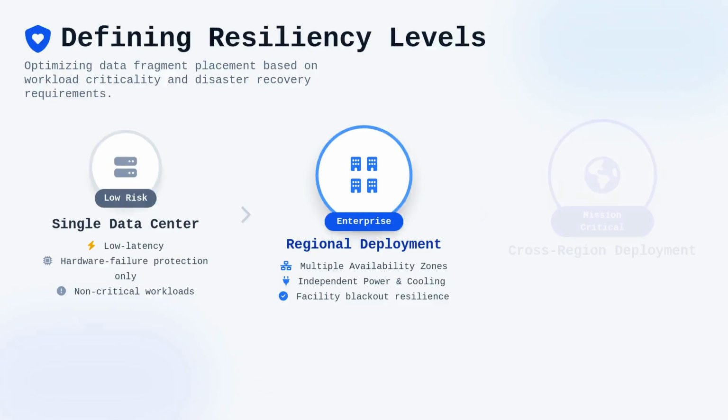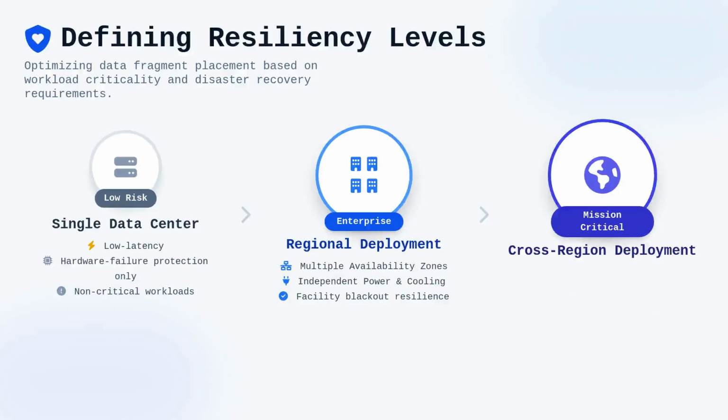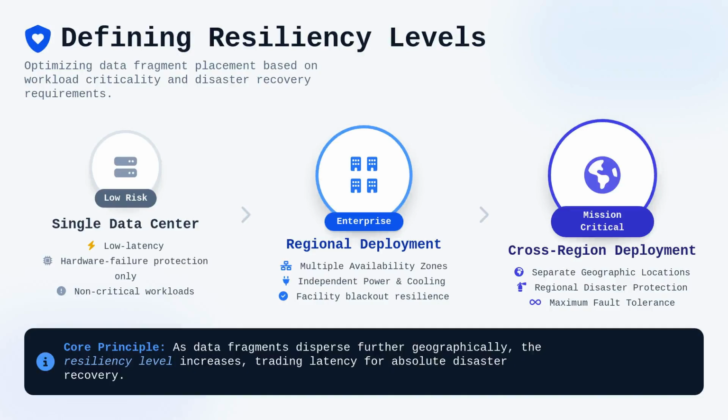For global mission-critical applications, we utilize cross-region deployments, which scatter fragments across entirely separate geographic locations. This strategy maximizes fault tolerance, protecting your data against regional-scale disasters like fires, floods, or major infrastructure failures that might strike a specific part of the world.